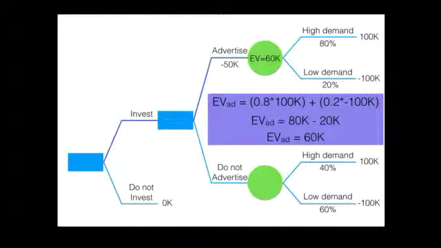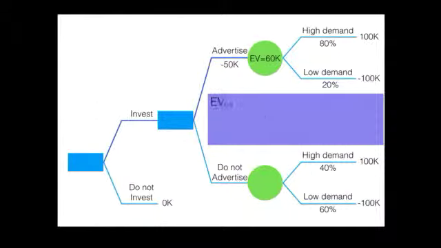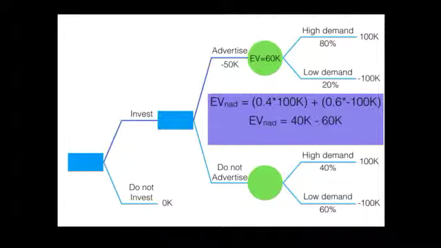$60,000. Now we do the same thing for when he does not advertise, so we have EV and NAD for not advertising, and we have 0.4 times 100,000 to represent this state of nature, and 0.6 multiplied by negative 100,000 for this state of nature. We multiply those through and we get the expected value or profits for this venture when he does not advertise to be 40,000 minus 60,000, and the expected value when he does not advertise is negative 20,000.